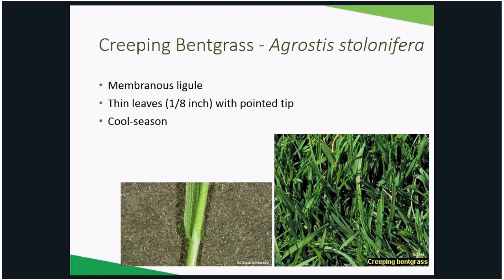Just like the name suggests, this grass spreads by creeping, so that's another good place to look for a characteristic, and it will put up purplish panicles when it is flowering. So again, this one will not have those boat-shaped tips, and it's not going to have those auricles like the tall fescue.